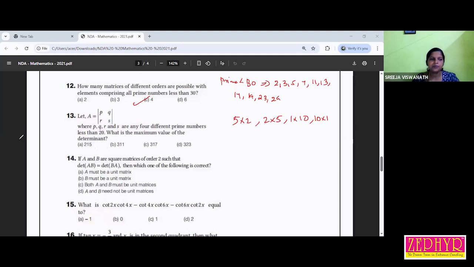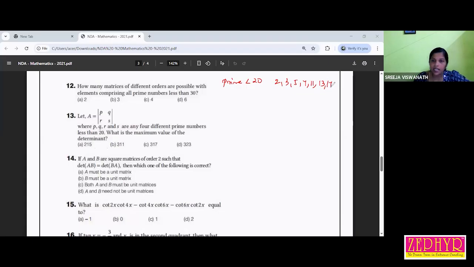Now the next question. P, Q, R, S are any four different primes less than 20. Primes less than 20 means 2, 3, 5, 7, 11, 13, 17 and 19. So A is a determinant with entries P, Q, R, S, the four entries being primes. What is the maximum value of the determinant?